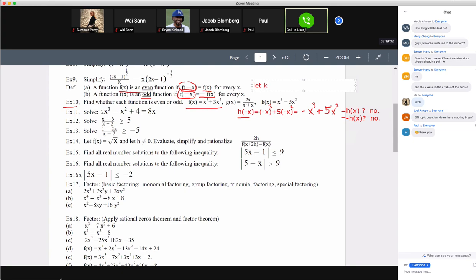How about let k of x equal to 8x to the 7th power minus 2x to the 5th power. I'll give you a very simple example. So k of x equals 8 times x to the 7th power minus 2 times x to the 5th power, and that is an odd function.